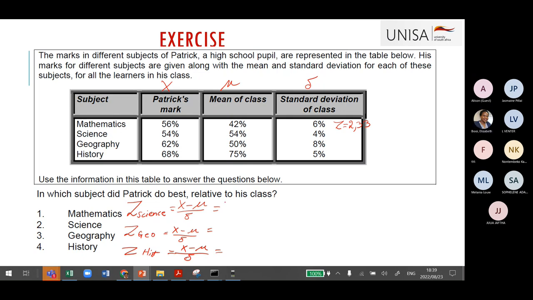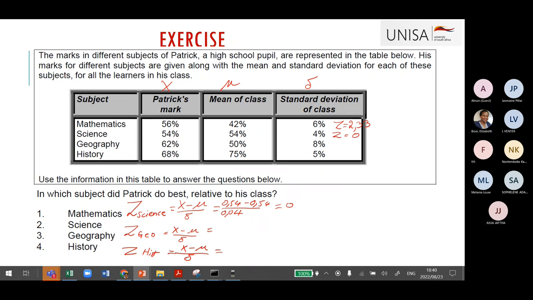Okay. 0.54 minus 0.54, because it's 54 and 54, divide by 0.04. Now, 0.54 minus 0.54 is equal to zero. Zero divided by any number will stay the same as zero. So it's not going to change. So we know now the Z is zero.